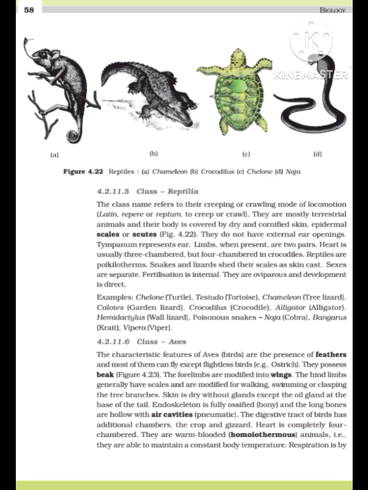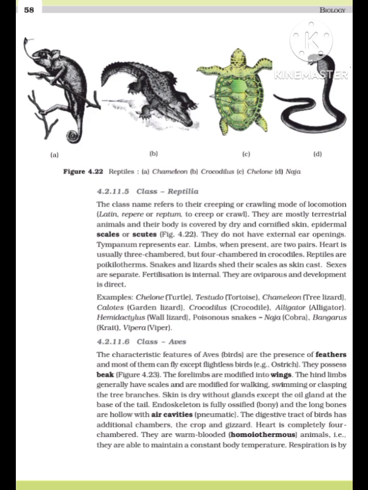Class Aves. The characteristic features of Aves, birds, are the presence of feathers and most of them can fly except flightless birds, example ostrich. They possess beak. The forelimbs are modified into wings. The hind limbs generally have scales and are modified for walking, swimming or clasping the tree branches. Skin is dry without glands except the oil gland at the base of the tail.